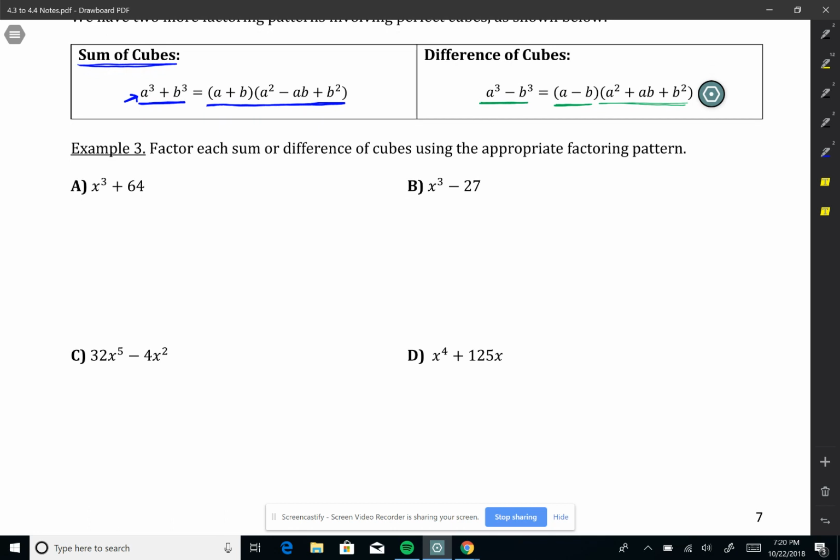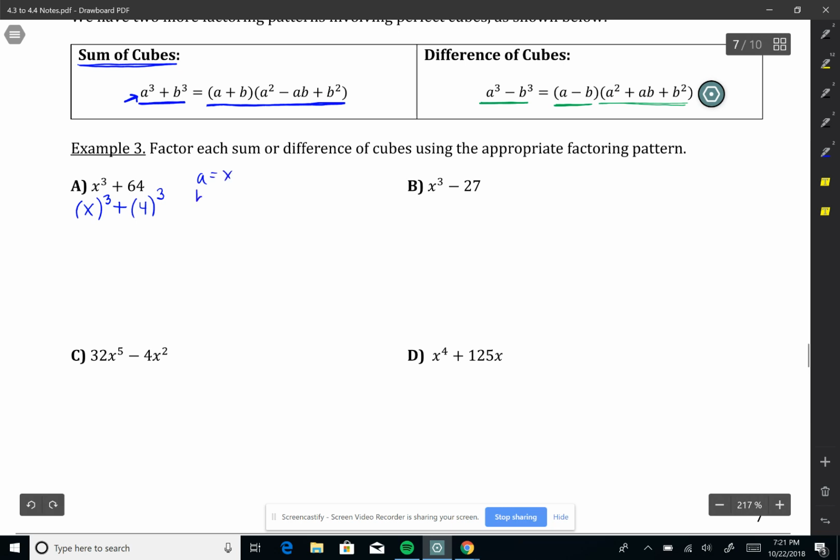So to get x cubed, I had to cube x. So I could write that as x in parentheses cubed. To get 64, I had to cube 4. Or you could ask yourself, what is the cube root of 64? It's 4. So I could write this as x in parentheses cubed plus 4 in parentheses cubed. And that helps me identify what a and b are. So now I know my a value is x, my b value is 4. I'm just identifying my a and my b so that I can now use my pattern.